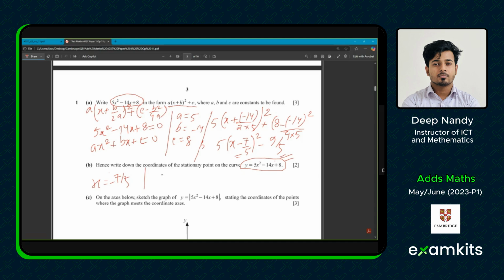As you know, at stationary points, the value of dy by dx is 0. dy by dx equals 10x minus 14. Putting dy by dx equals 0, so 10x minus 14 equals 0. x equals 7 by 5. So our stationary value is 7 by 5.